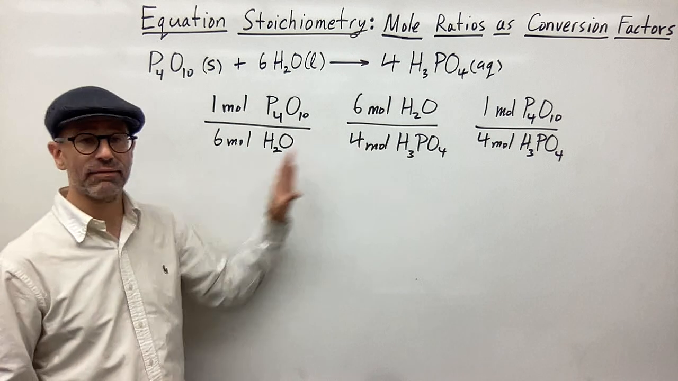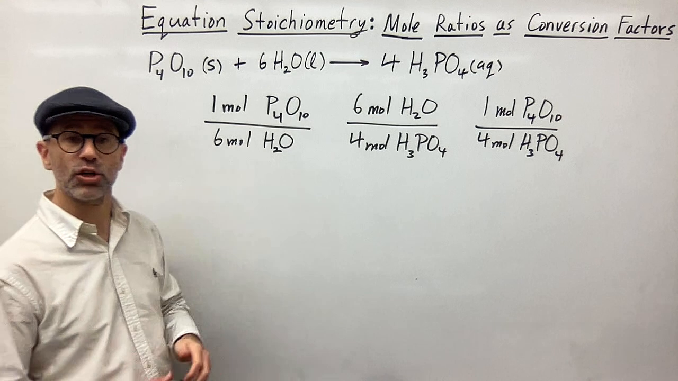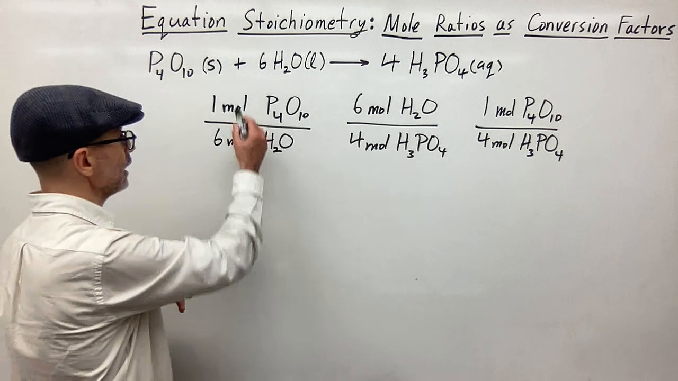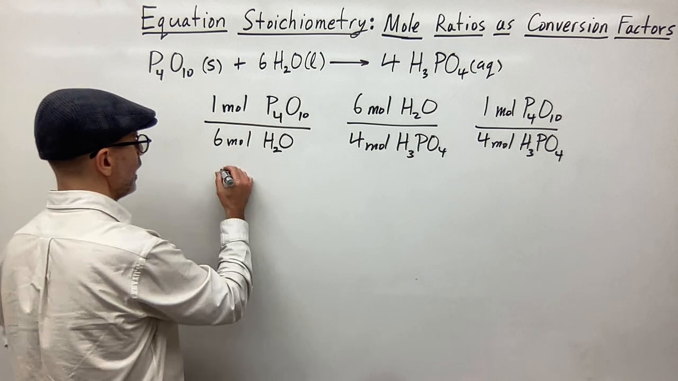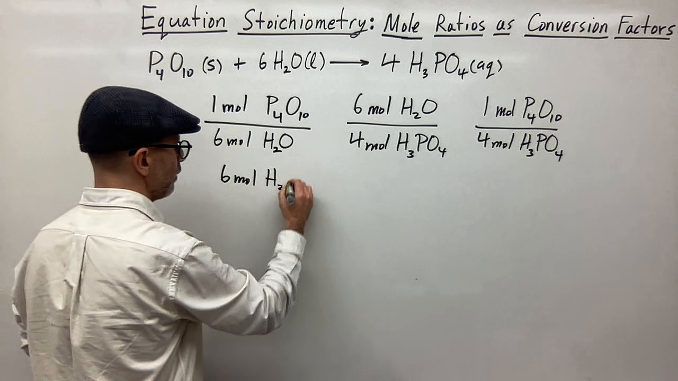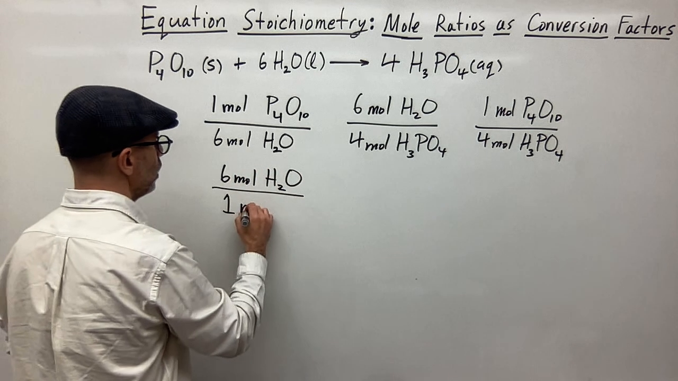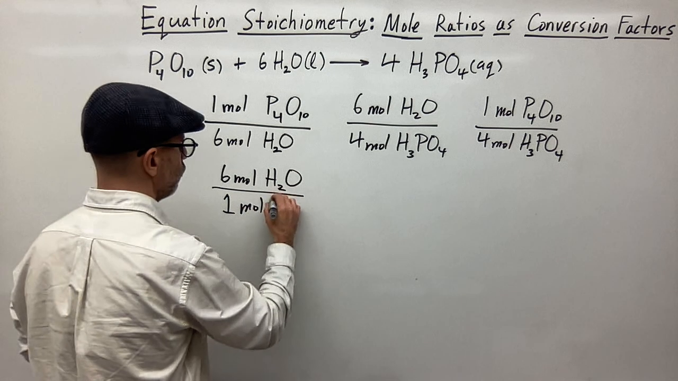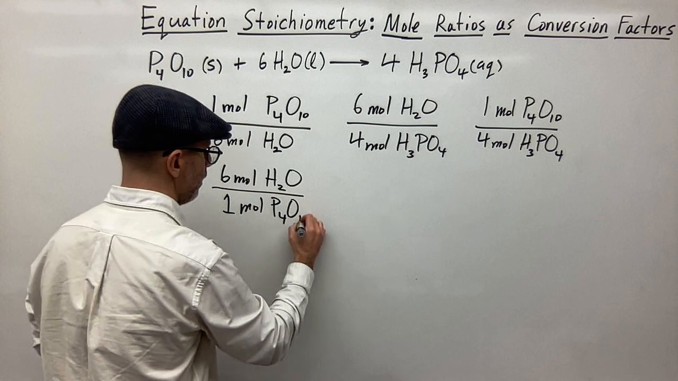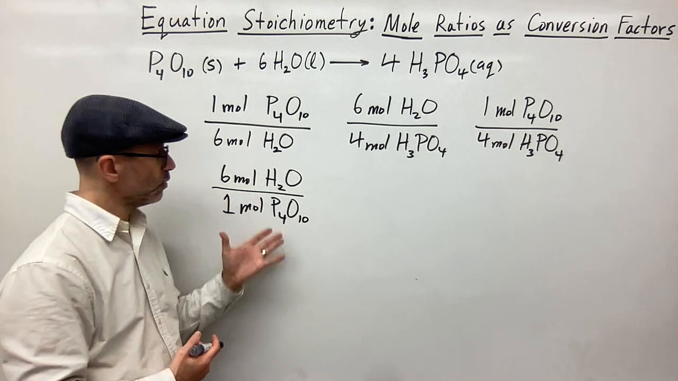And not only do I have these, but I can flip these to get new mole ratios. So I can flip this and I'll have 6 moles of H2O over 1 mole of P4O10, right? So I can use this inverse ratio.